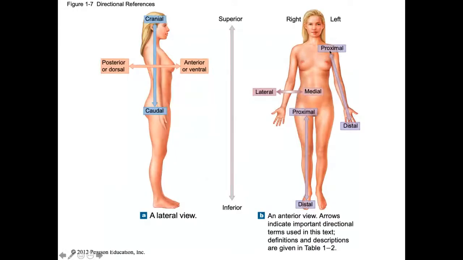And again, let's not forget the terminology, proximal distal. Proximal distal, when we're talking about the upper and lower extremities. When we're talking about the body in general, we use superior and inferior, and medial versus lateral. Medial is moving closer to midline. Lateral is moving away from midline.